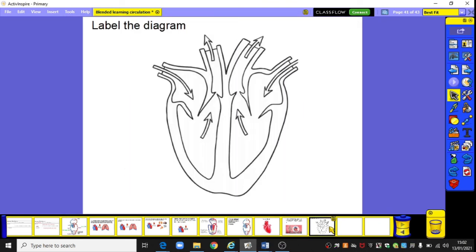Okay, so over to you to label that diagram if you're ready for that challenge. Look forward to hearing from you and seeing your diagrams and the way that you've explained the circulation system.